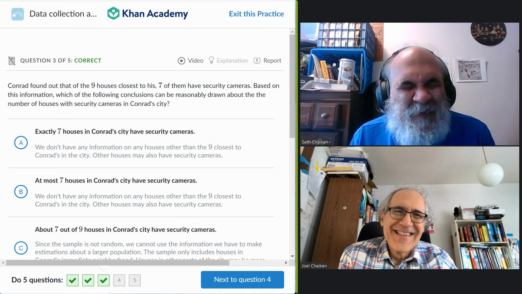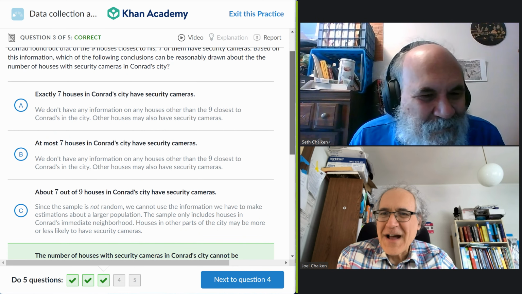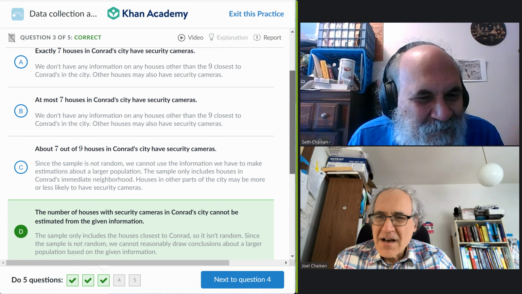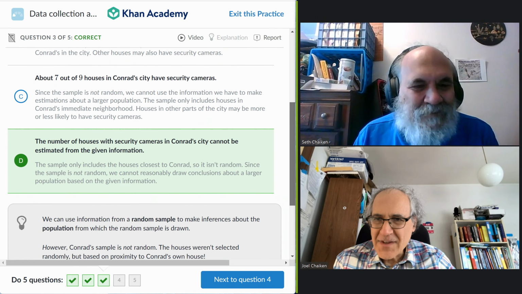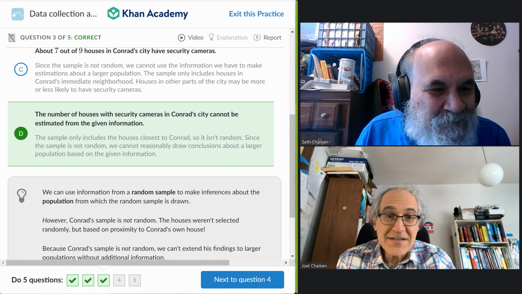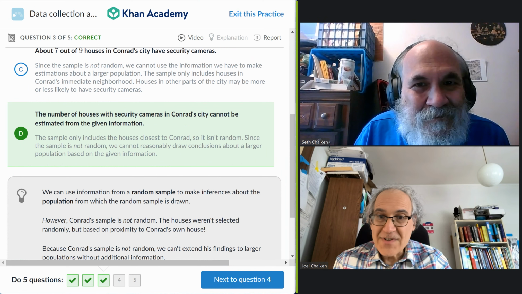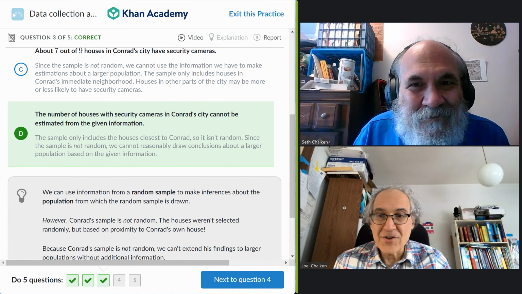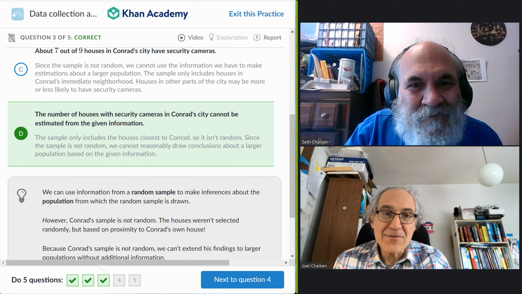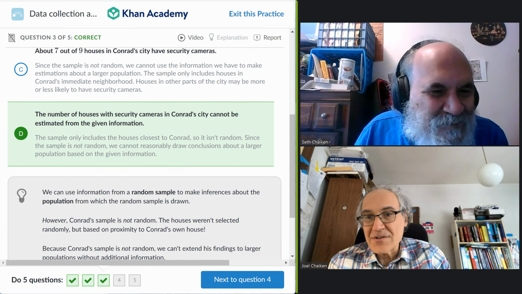All right, so let's see their explanation. We're not even going to look at A. I mean, A and B are ridiculous. Okay, here we go. D. The sample only includes houses close to Khan, so it isn't random. Since the sample was not random, we cannot reasonably draw conclusions about a larger population. Aha! So they kicked on the word random, which neither of us kicked on. We kicked on the fact that maybe he lives in an area that's special.